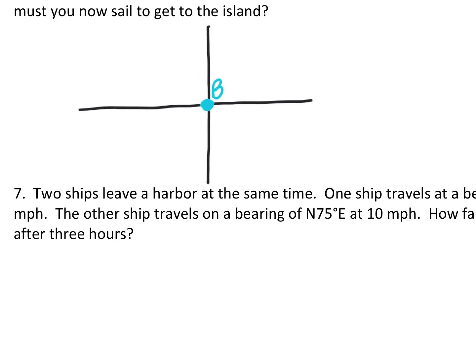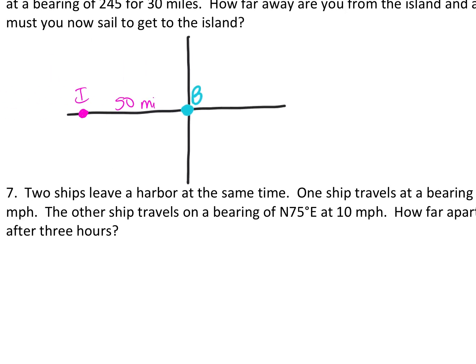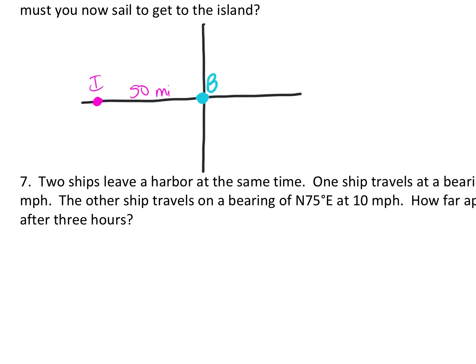West, which is left. All right. Here's my island. It is told that it is 50 miles to the west, so I can label that. Now, I'd love to go straight to that island, but there are rough seas along the route. Therefore, we must travel and take a path at a bearing of 245 degrees.